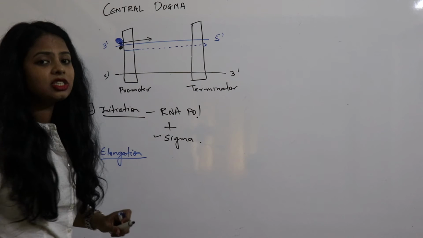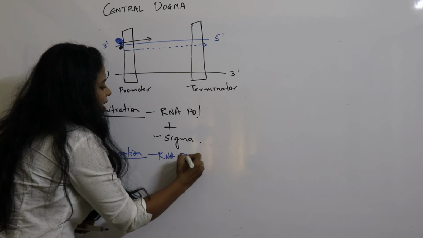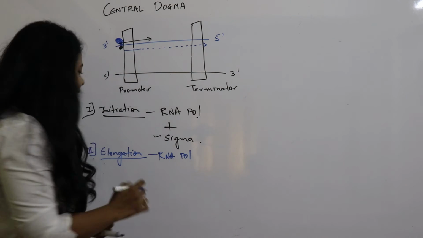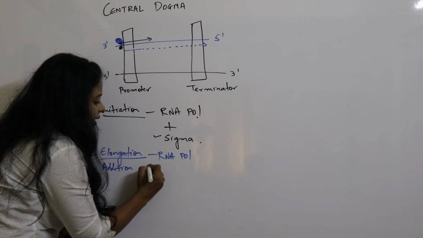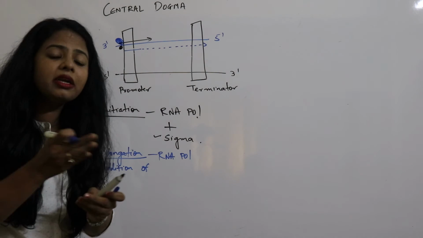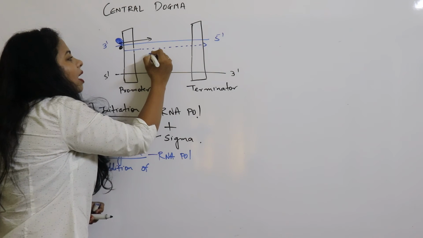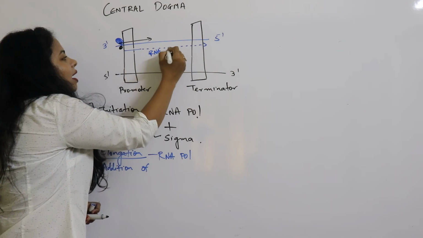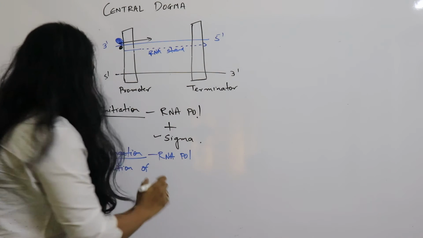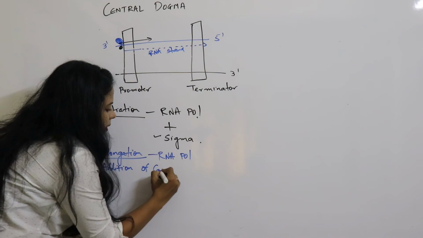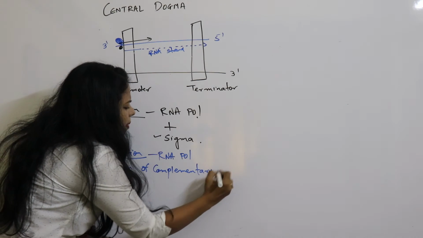Now elongation is the process. Again here RNA polymerase acts, and what it does is there is addition of complementary bases. So complementary nucleotides are added here, and there is extension of the RNA strand. So your RNA strand is going to elongate by the addition of complementary bases. Now what do you mean by this?